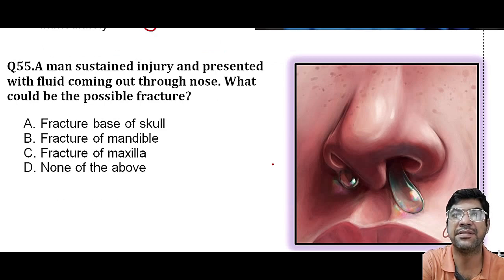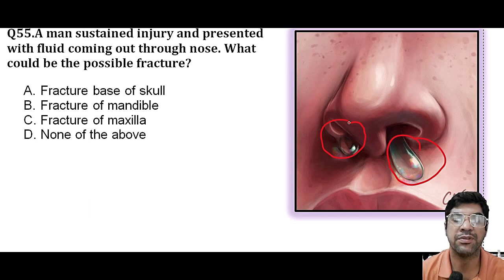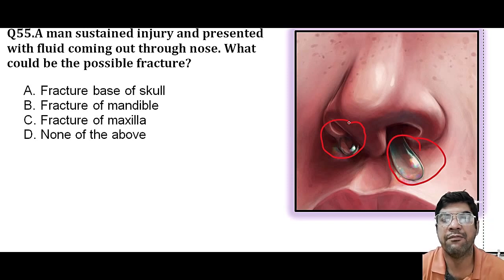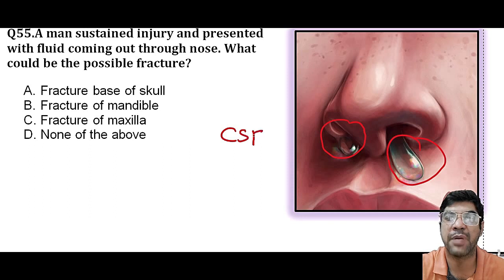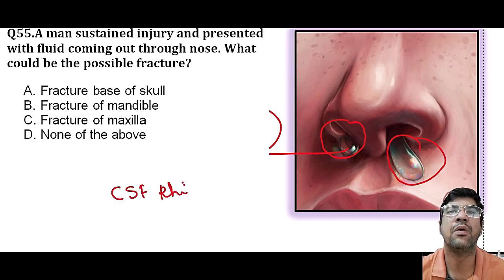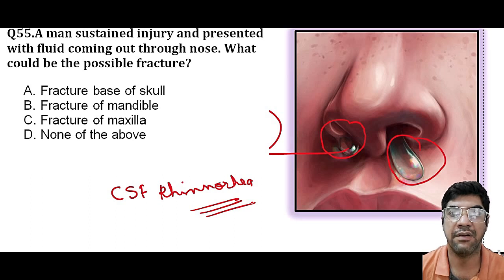A man sustained an injury and presented with fluid coming through the nose. What could be the possible fracture? So the basilar fracture typically involves the bones at the base of the skull, like the temporal bone, occipital, sphenoid, and ethmoid. These fractures can cause a tear in the meninges and leak of cerebrospinal fluid. So this cerebrospinal fluid may come out of the nose. The term we use is CSF rhinorrhea. So that is characteristic of basilar skull fractures.